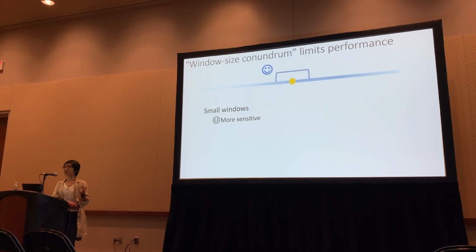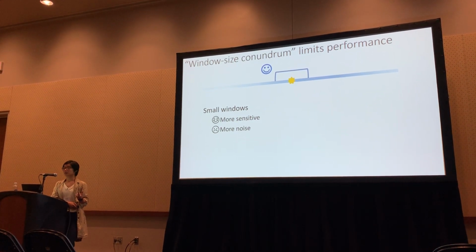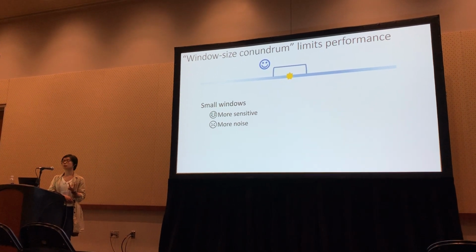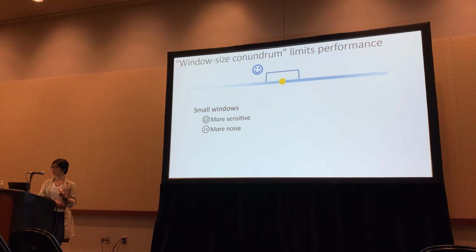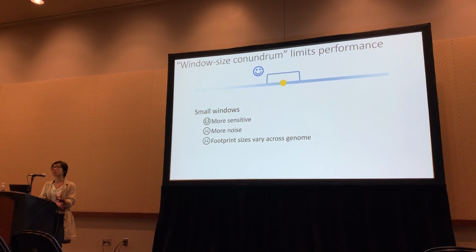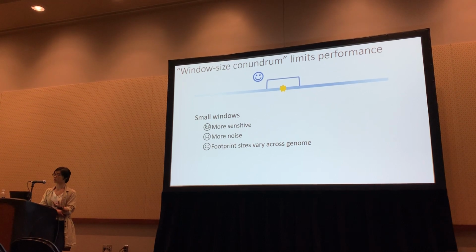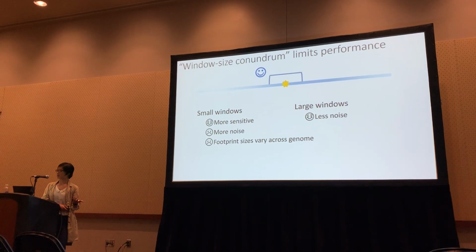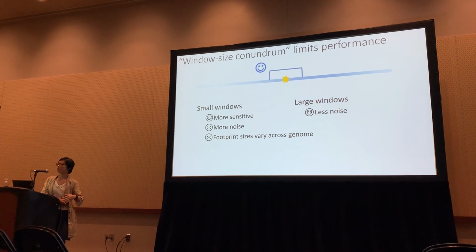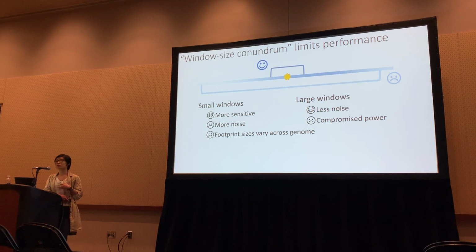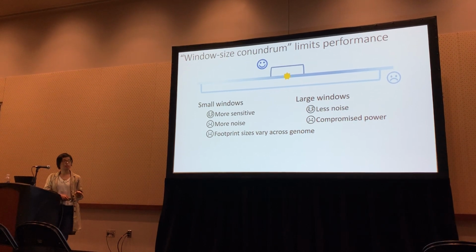However, when we do have a small window, inevitably there will be more noise, and across the genome, the footprint size of balancing selection would be very different. So it's hard to justify using one same small window to scan across the whole genome. If only we can use a large window that has less noise and be downward compatible with more footprint sizes. But as you can see here, whenever we use a large window, everything averages out.